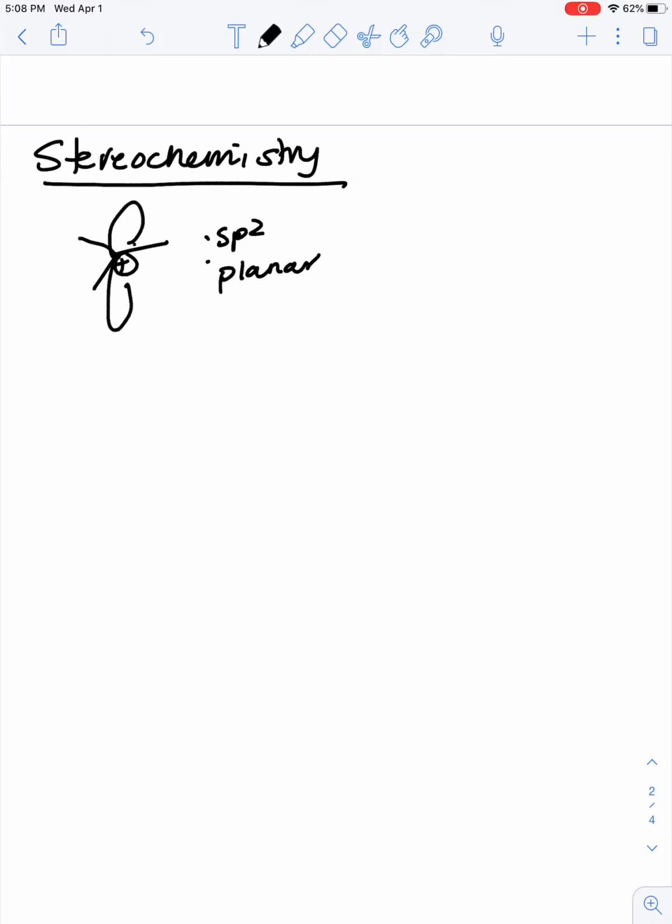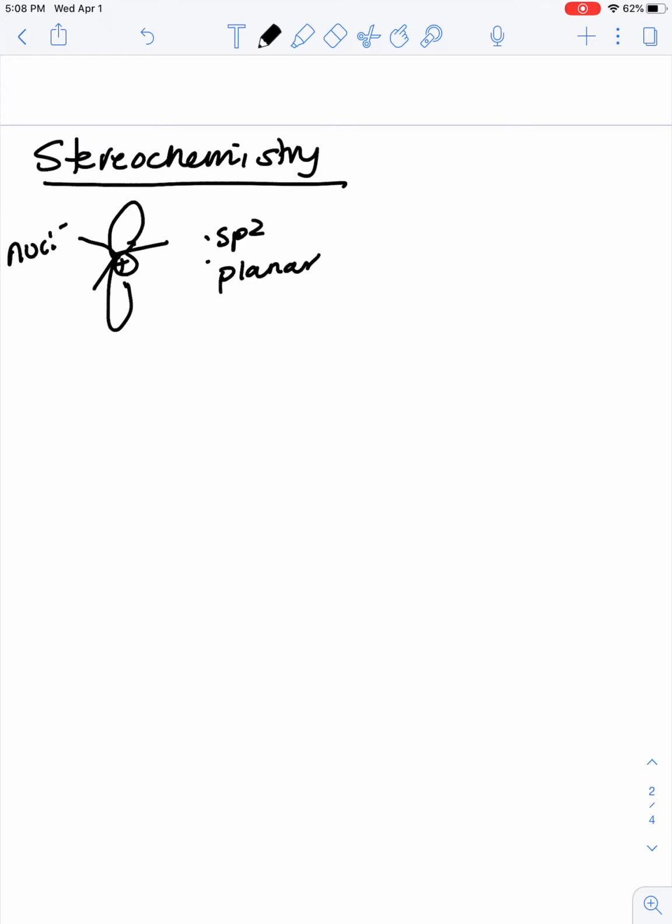So again, we're talking about stereochemistry for an SN1 reaction. The stereochemistry of an SN1 reaction is going to be determined by that second step. The second step, again, is the attack of the nucleophile onto the carbocation. I mentioned this before: since our carbocation is sp2 hybridized, it's going to be planar, so that means we're going to have this empty p orbital.